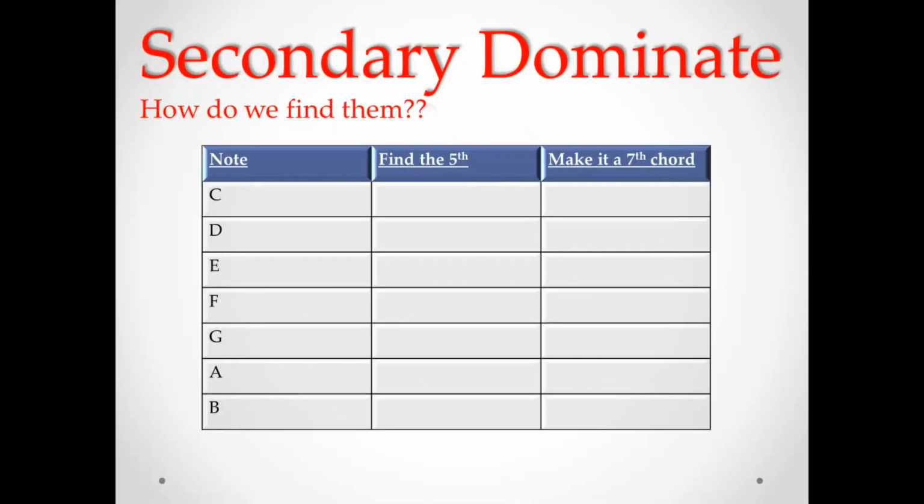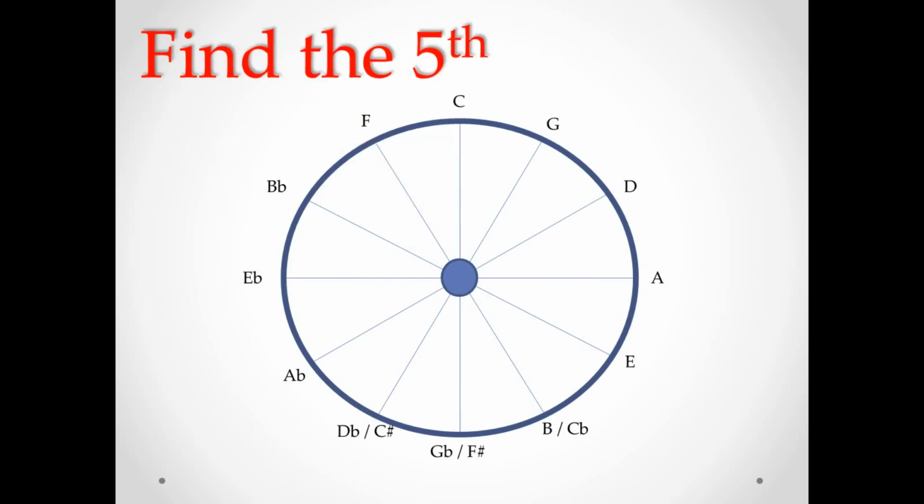To find a secondary dominant, basically what we're going to do is take one of the notes in our scale. Here we're going to use C major. And then we're going to find the fifth of that note, and we're going to make that fifth a 7th chord. To find the fifth, we can just use the circle of fifths.